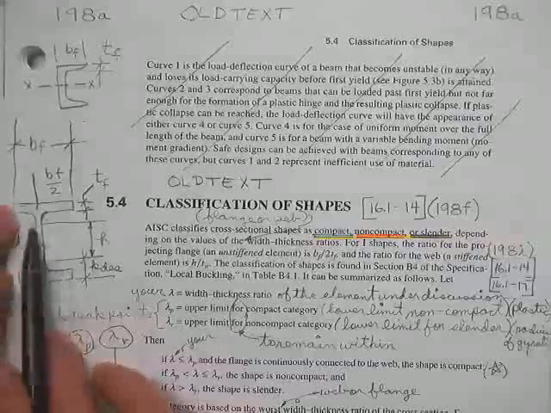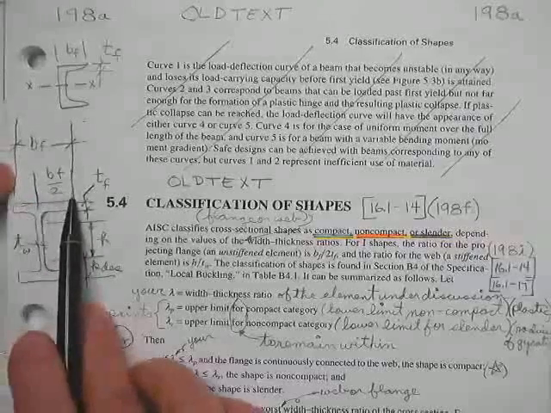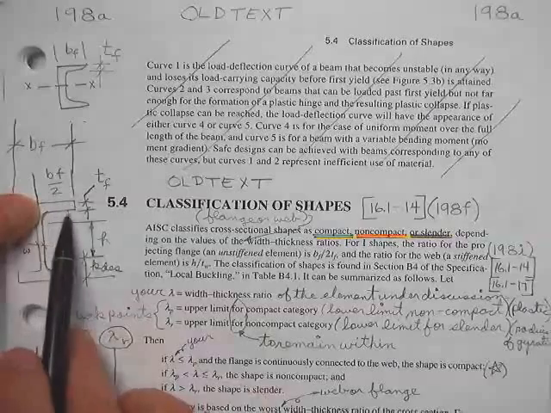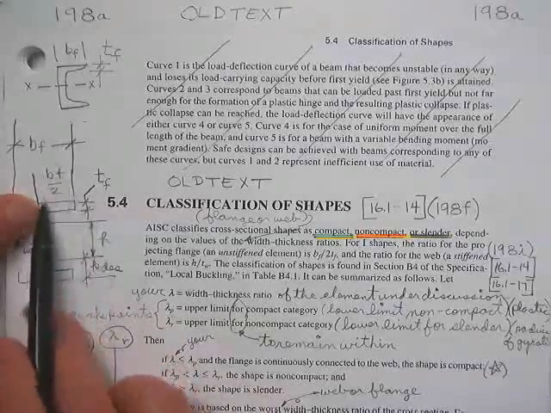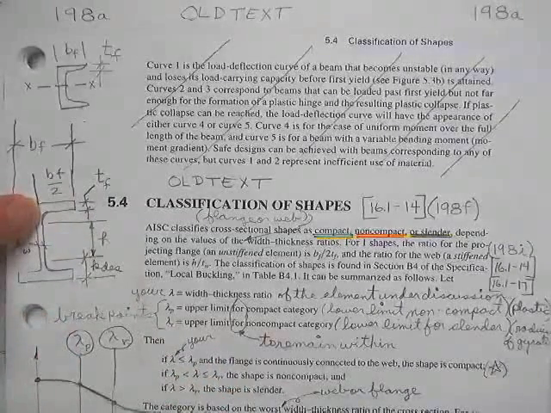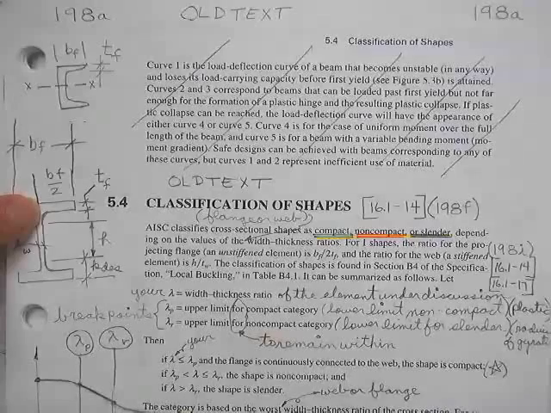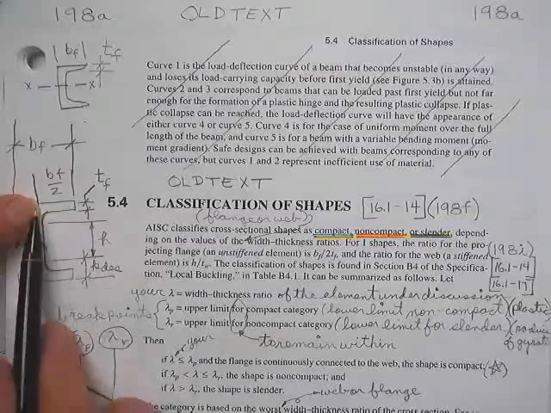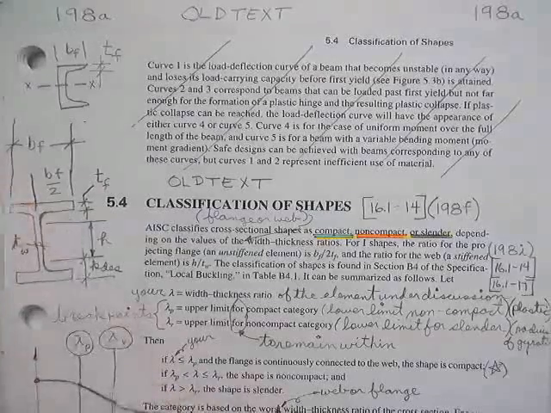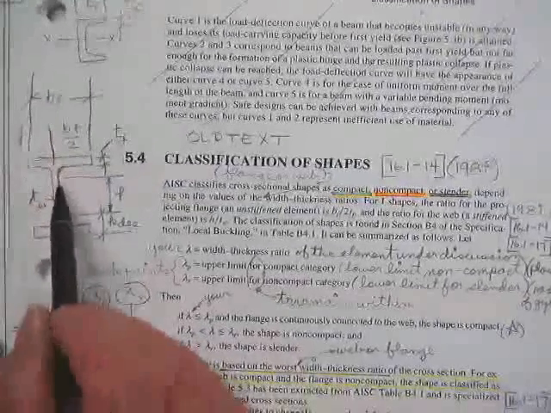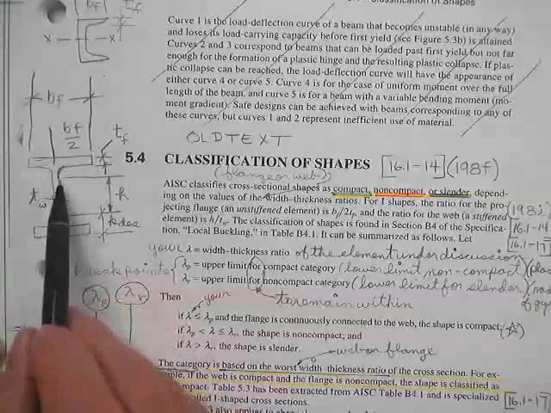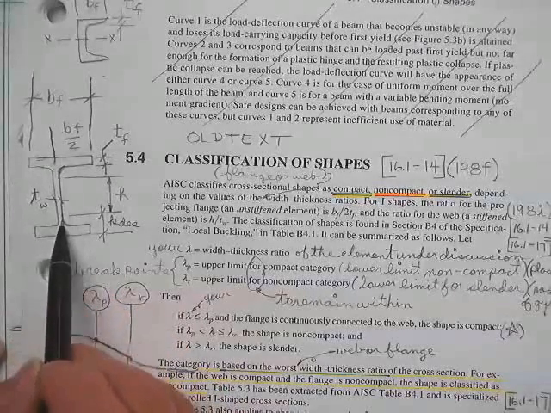For instance, on a wide flange, this is B sub F. This thing sticks out B sub F over 2. It doesn't want to buckle if it's thick, so the ratio of stick out divided by thickness is your lambda. The lambda that he'll tell you, just use the B over T. The B is the stick out, B sub F over 2, and the T is the thickness of the flange. On the web, incidentally, the flange is only supported on one side. The web is supported on both sides.